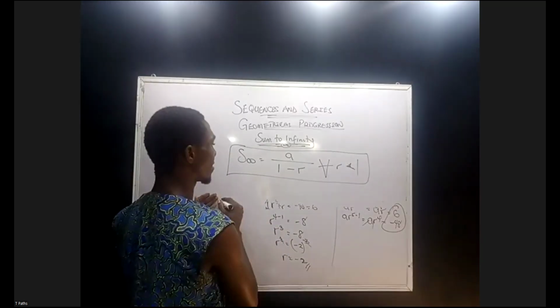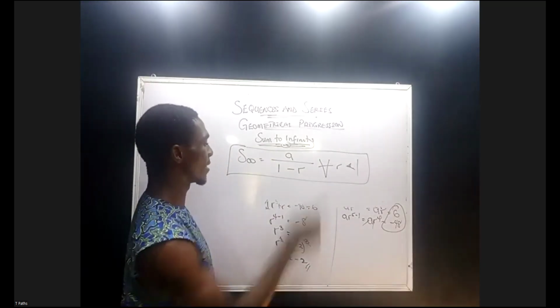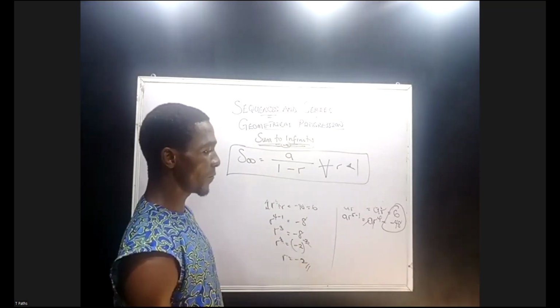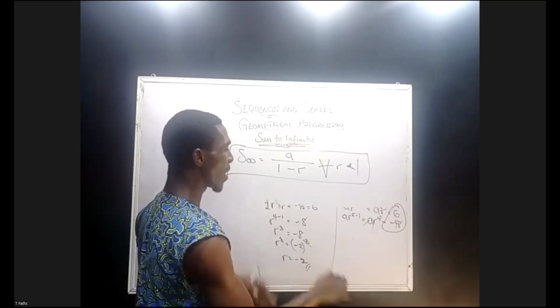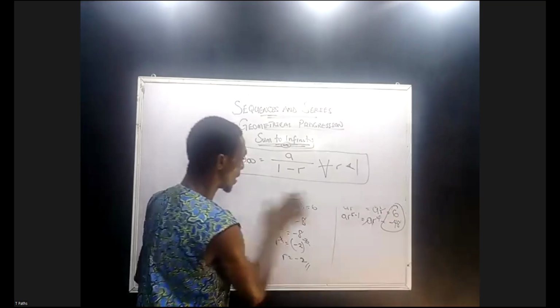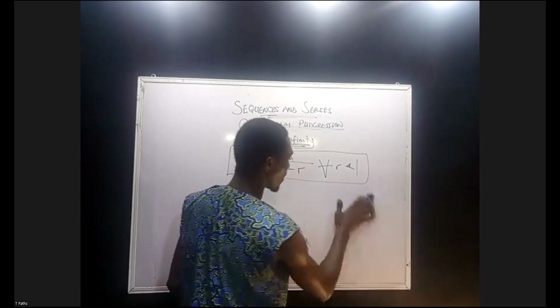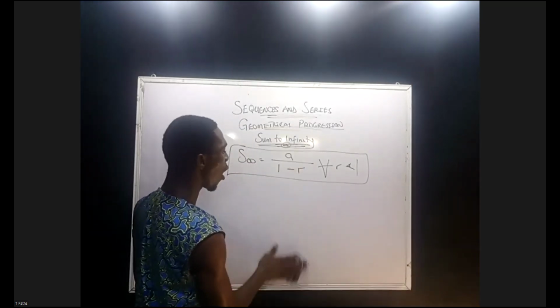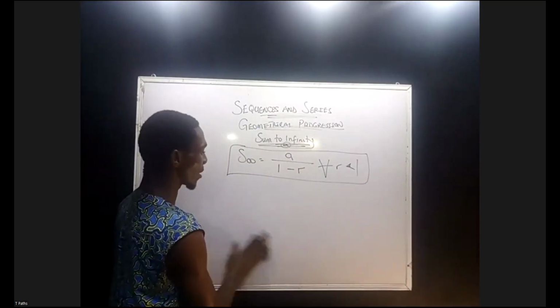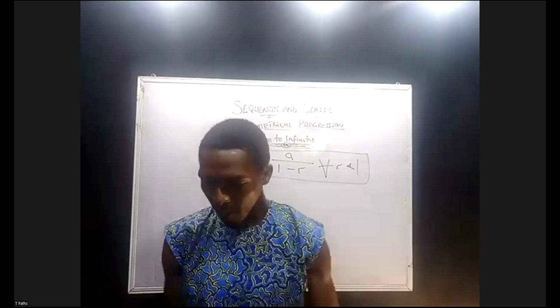Find the sum to infinity of this geometric sequence. Don't forget this formula. Find the sum to infinity of the following sequence. Don't forget this formula. I believe I've made myself clear. Now, I will go over a past question and give us a typical example of sum to infinity. Then you can see that this is what we are talking about today.